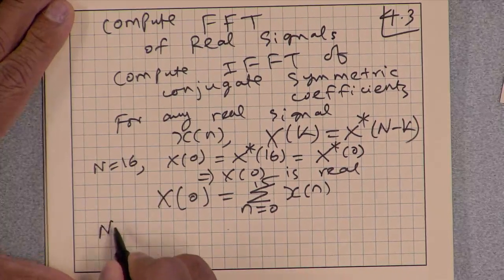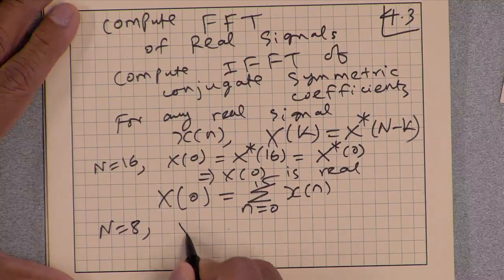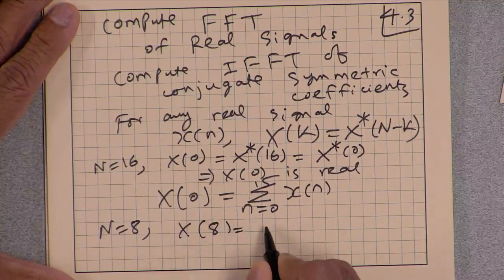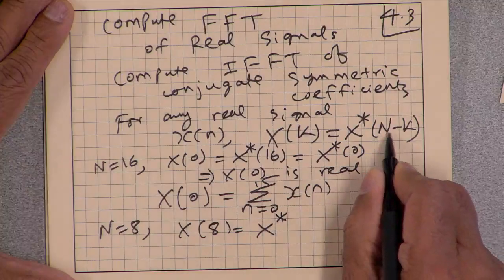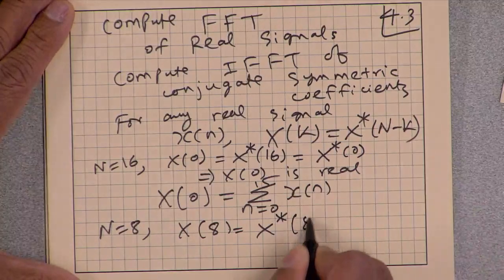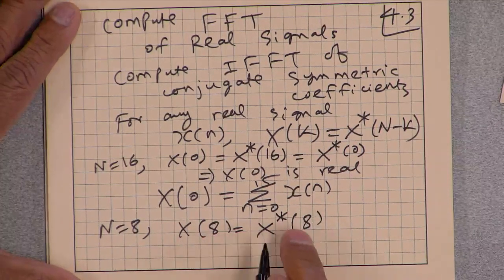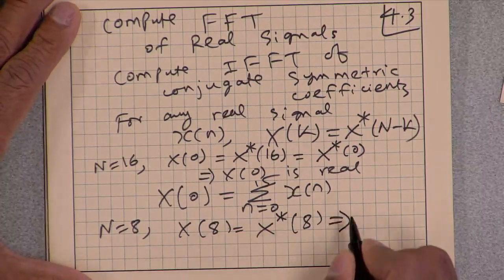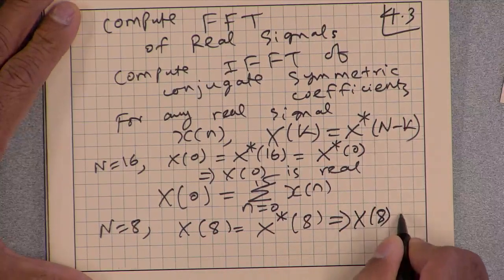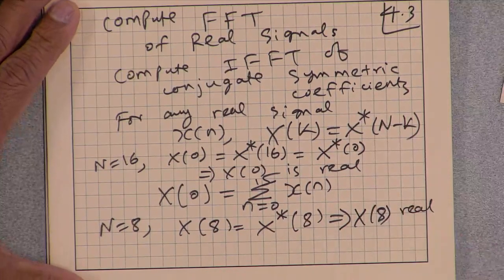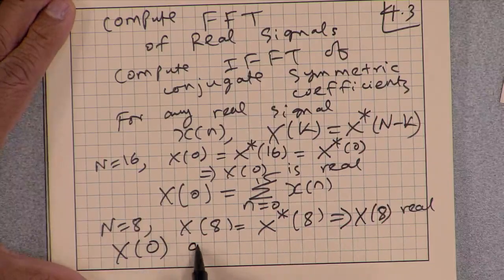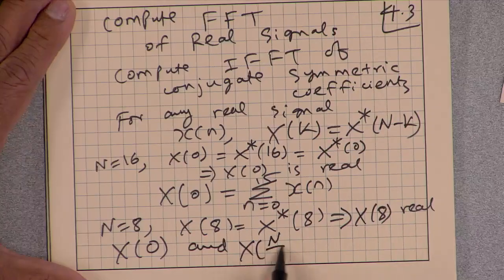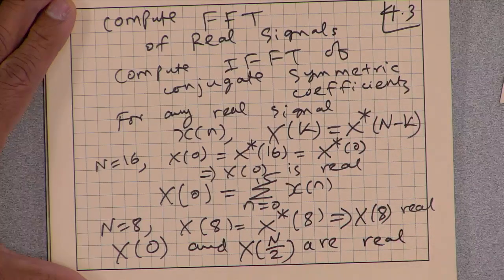Now what happens if n is equal to 8? Then X8 is equal to X conjugate 16 minus 8, which is also 8. And the only way that this can be conjugate of itself is that it must be real. So X8 must be real. So in general, if the signal xn is real, X0 and X(n/2) are always real. They have no imaginary component.